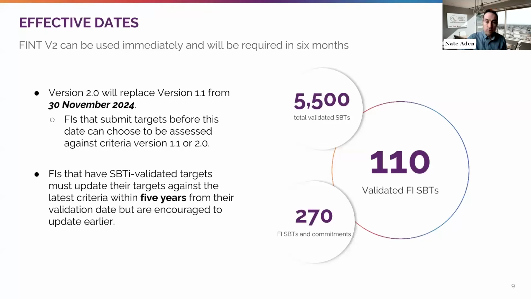At this point, we have 110 financial institutions that have been validated using version 1.1 of the criteria. Those targets remain, and there's no need for those financial institutions to update or redo their target with the publication of version 2 here. If the financial institutions choose to do so, of course, they're welcome to. And the idea is that SBTs are valid for 5 years, after which they need to be assessed against the current criteria at the time of that new validation.